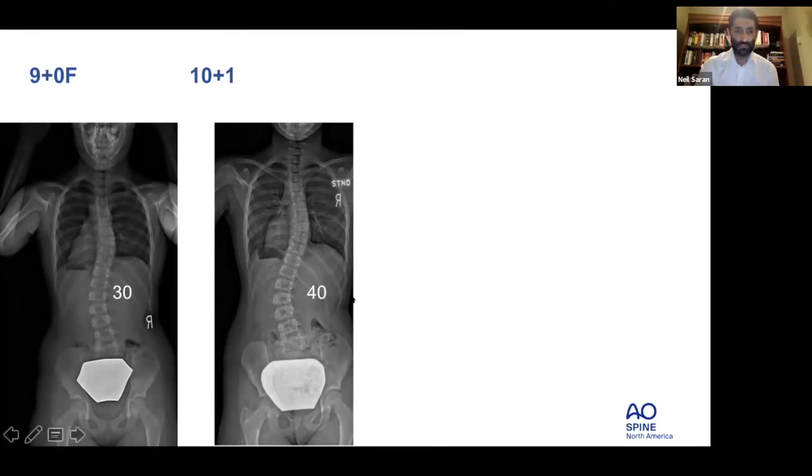She progressed to about 40 degrees. She wasn't wearing her brace. It was impossible to get her compliant, and I talked to the parents about this. We said, you know what, let's do a vertebral body tethering. They were on board, just because if we left it alone, we knew that she was going to end up with a fusion to at least L3, maybe L4.